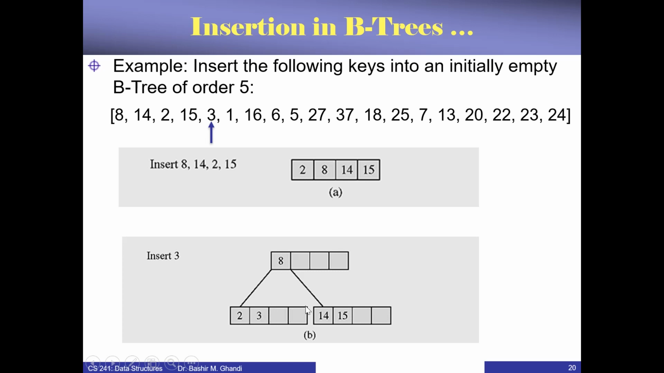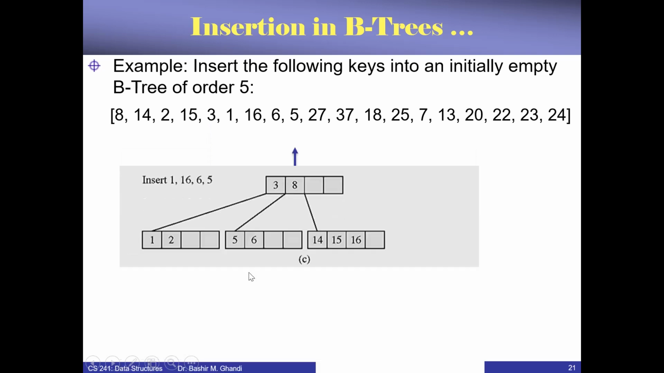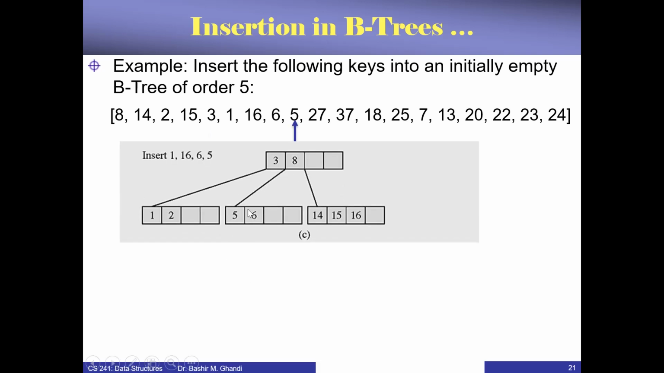The question is, which one is the middle? Okay, obviously it is the 3 that is the middle. On the left, you're going to have 1, 2, and on the right, you have the 5 and 6. The middle 3 will move to join the parent. So this is what I'm showing you here, the result after inserting 5. Okay, you can see the 3 has moved to join the parent. To its right we have 5, 6. To its left we have 1, 2. This is the state so far.